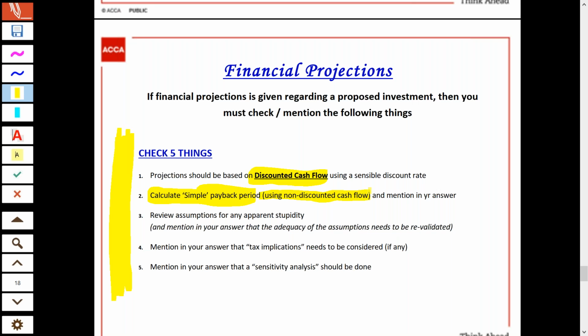The first thing is you check whether it is DCF. Second thing is you calculate the payback as quickly as possible. No need to show the calculations, just directly use your calculator.